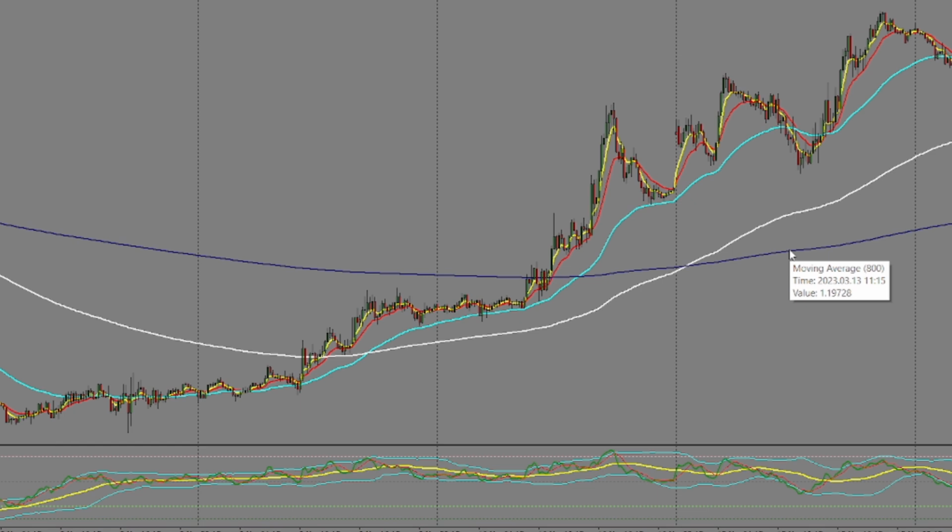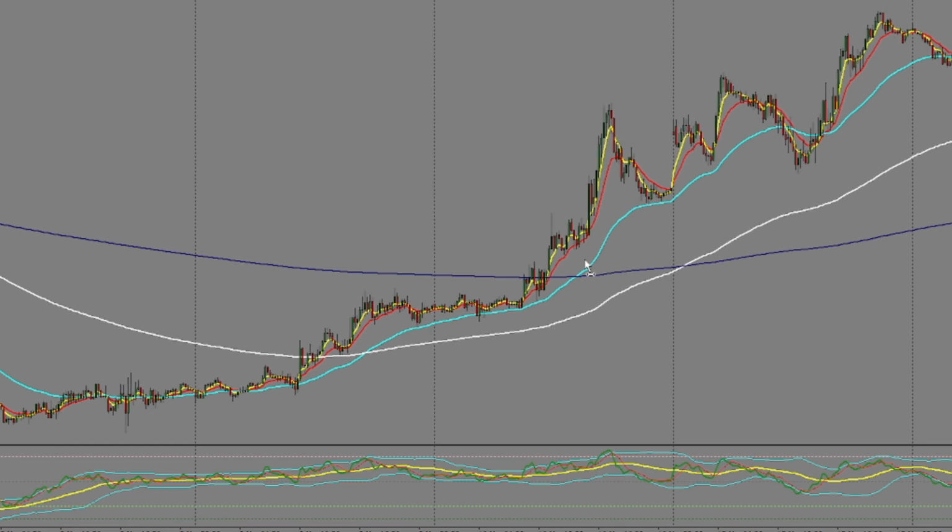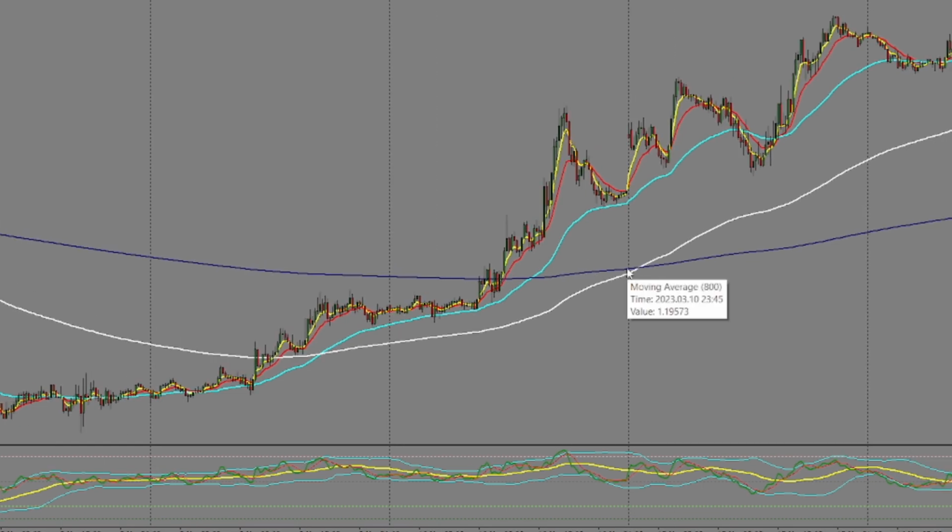So the first thing is actually to know what is the market theme. The market theme in this particular case is defined as when the market is below the 800 EMA, we will say the market theme is bearish, and when the market is above the 800 EMA, we will say the market is bullish. So basically that is the first step of defining the market theme. Is the market bearish or is the market bullish?